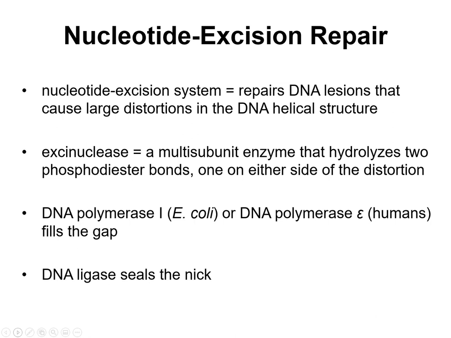The next type of repair that we'll talk about is nucleotide excision repair. And that is repairing a lesion that is causing a big distortion in the overall DNA structure. What's required for this is a multi-subunit enzyme called an excinuclease, and it hydrolyzes two phosphodiester bonds, one on either side of the distortion. So it makes two cuts. DNA pol 1 in E. coli or DNA polymerase epsilon in humans will fill in that gap. And then you have DNA ligase sealing the deal.